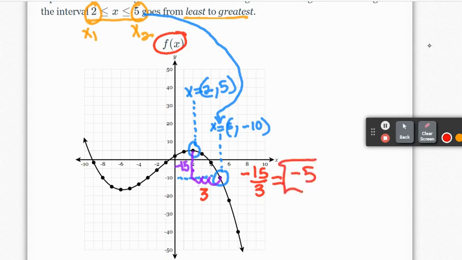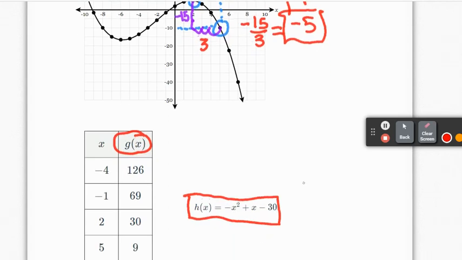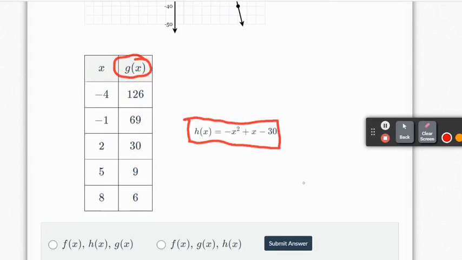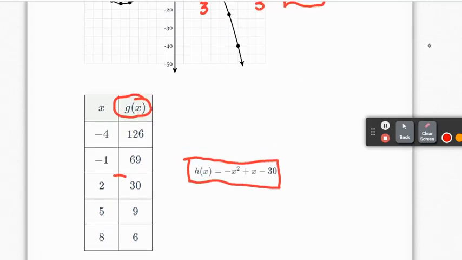So this is one of our slopes that we're going to be comparing from least to greatest. I need to now go down and find the other ones. But this one is for f. So in the order that it goes, f will be correlated with -5. Now we go on down to the table, and we're still playing with the x values from 2 to 5. So we go to the table and look at just these two. From 2, this is my x1, to 5, this is my x2. The outputs are 30 and then 9. So I make sure I recognize it's the coordinates (2, 30) and (5, 9).